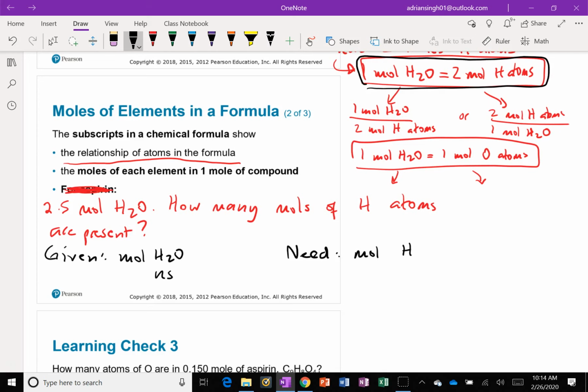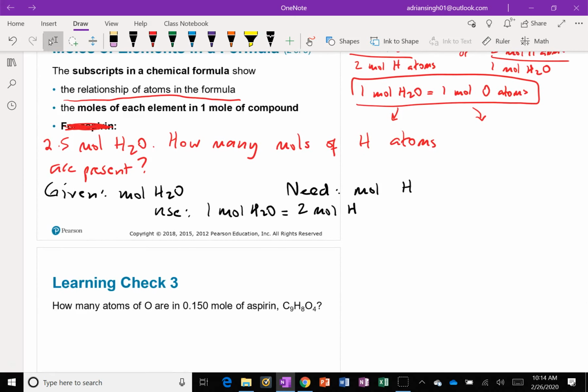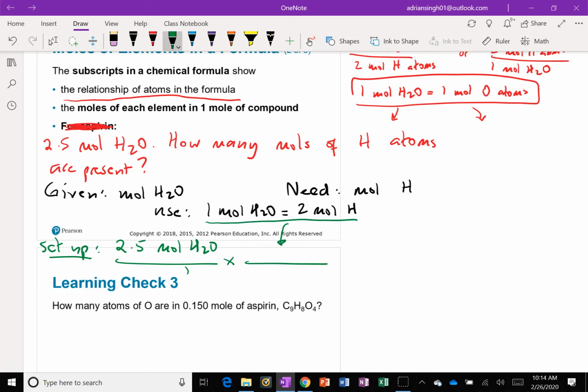So we're going to use 1 mole of H2O is equal to 2 moles of hydrogen as our equality, and then whatever conversion factor we're going to pull out from that. All right, so then we set it up. We're going to start with what's given. We have 2.5 moles of water. We put that over 1. And then we're going to take our equality and we're going to stick it in here.